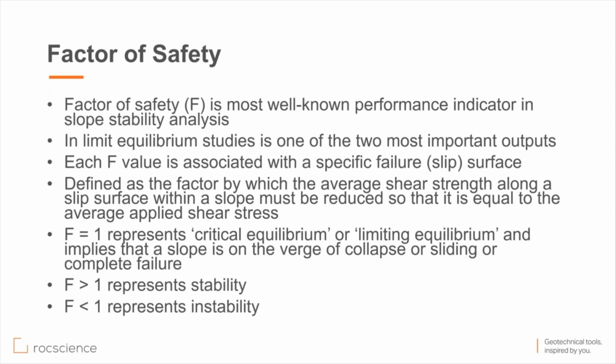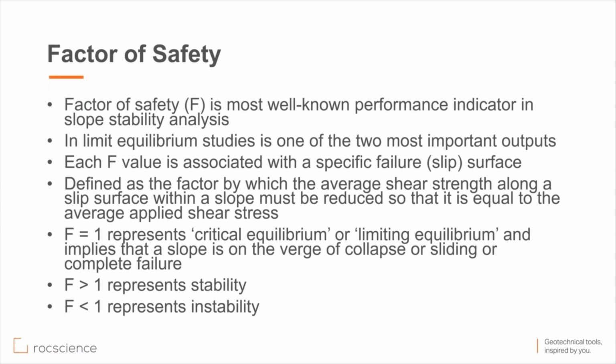A factor of 1 represents what we call critical equilibrium or limiting equilibrium. That simply implies that the slope is at the very verge of collapse or failure. When that factor is higher than 1, the slope is stable. When it's less than 1, the slope is unstable.